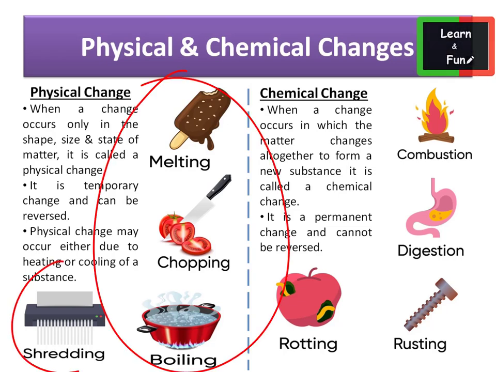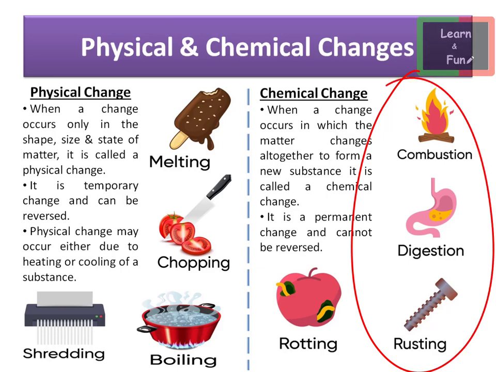Melting, chopping, boiling and shredding are examples of physical change. Combustion, digestion and rusting are examples of chemical change.